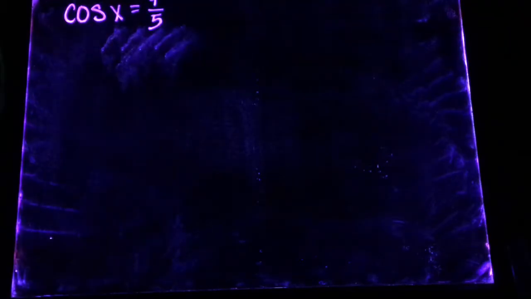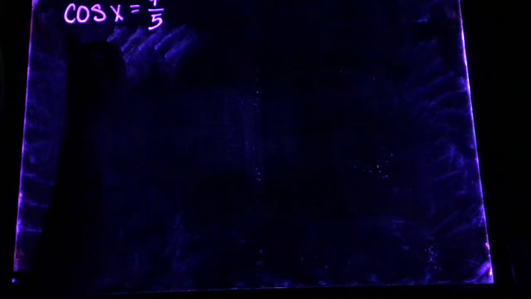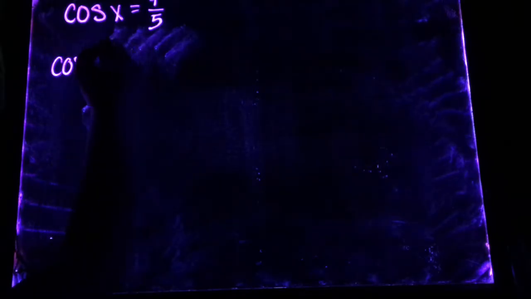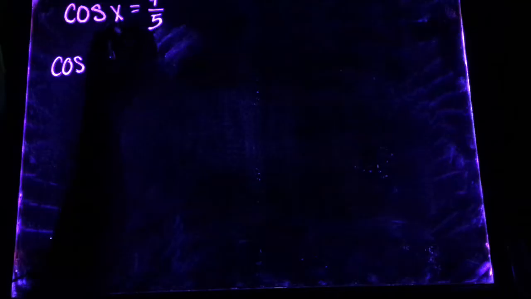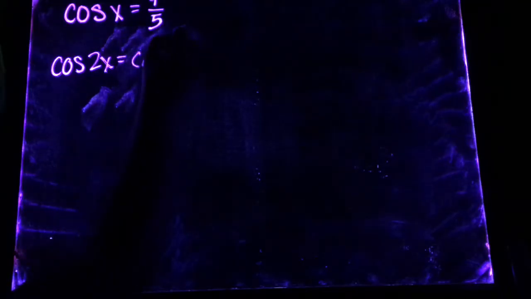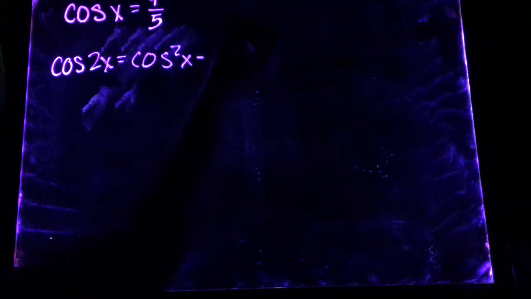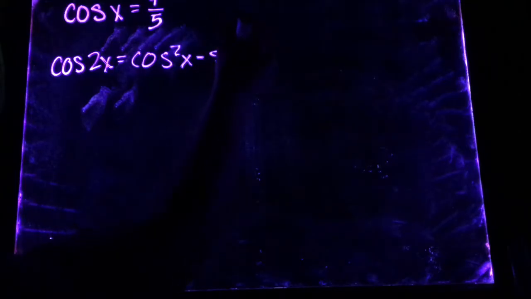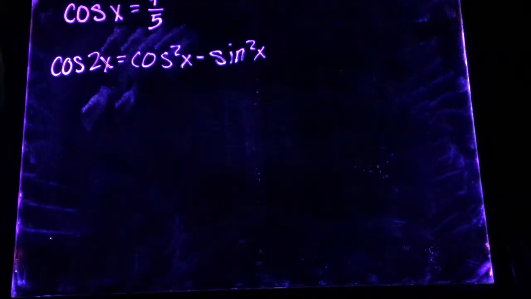Okay, so now that we know how to solve for sine, we're going to learn how to solve for cosine. So our problem is going to be cosine x equals 4/5. Going back to the beginning of the video, our formula for cosine is cosine 2x equals cosine squared x minus sine squared x.